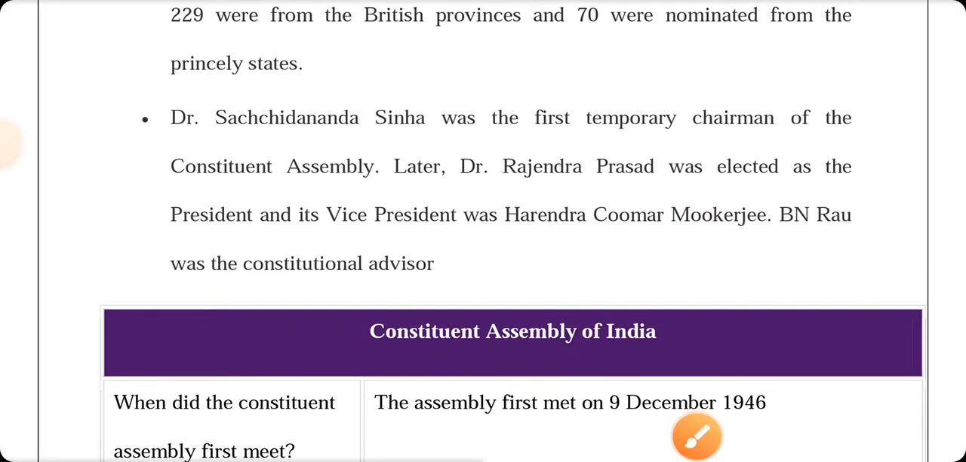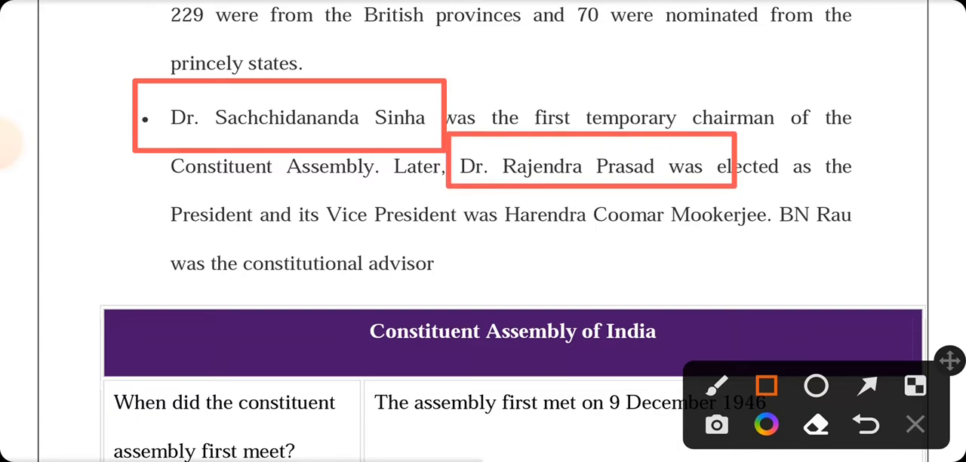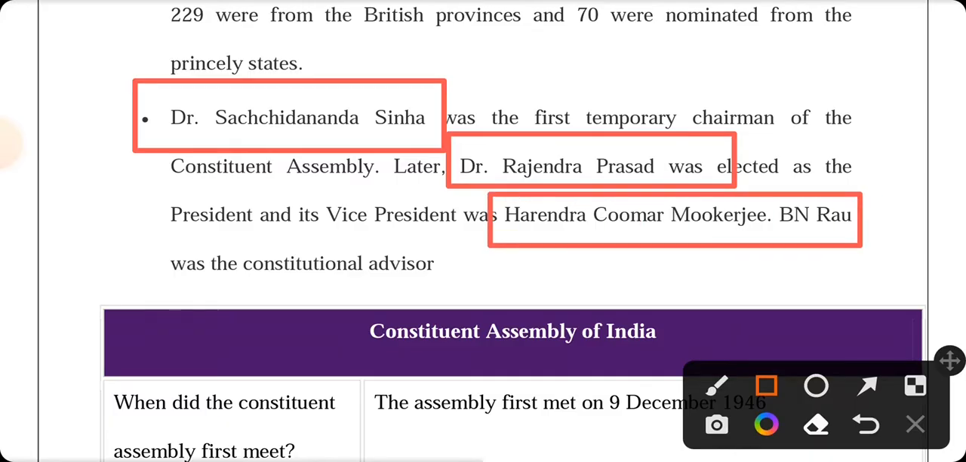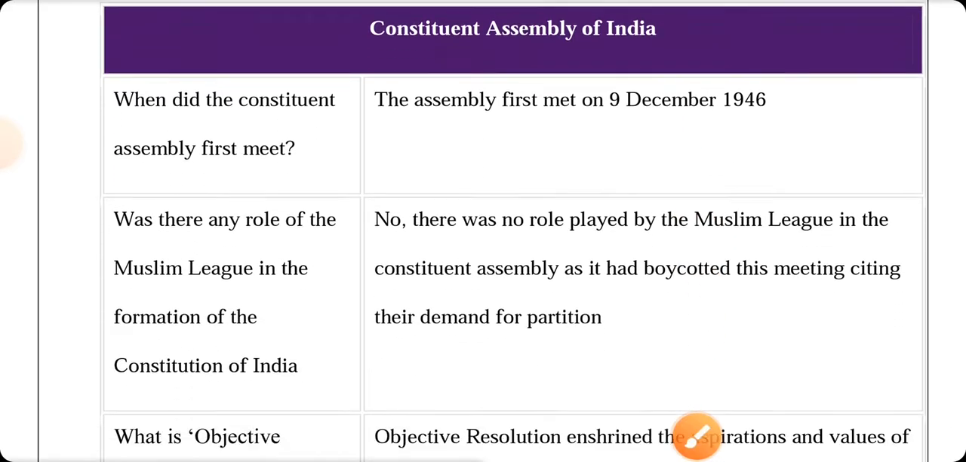Dr. Sachidananda Sinha was the temporary chairman of the Constituent Assembly. Later, Dr. Rajendra Prasad was elected as the permanent president, whereas H.C. Mukherjee was elected as the vice president of the Constituent Assembly. B.N. Rao was the constitutional advisor of the Constituent Assembly.